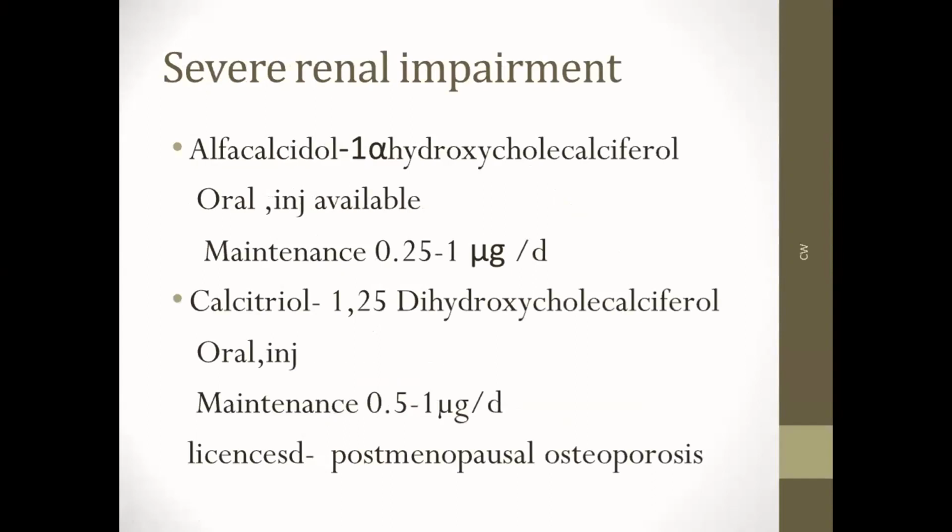osteoporosis. With patients with severe renal impairment, we can recommend alfacalcidol, that is 1-alpha hydroxycholecalciferol. It's given as oral, and injection preparations are available. Maintenance dose is 0.25 to 1 microgram per day. Another preparation is calcitriol, 1,25 dihydroxycholecalciferol. It's also available as oral preparations and injections. Its maintenance is 0.5 to 1 microgram per day.